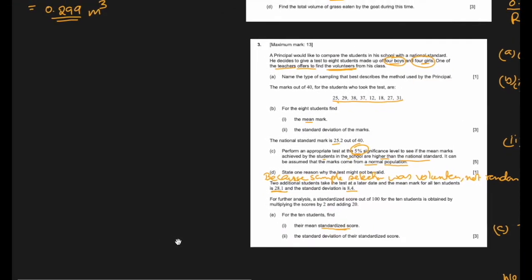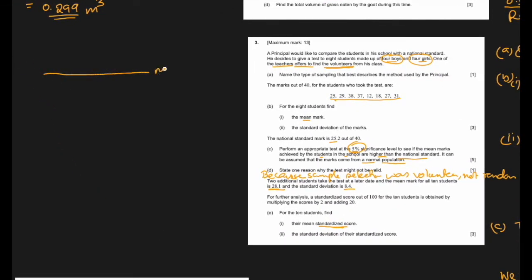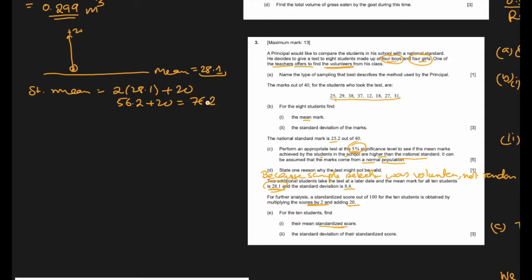Let's try to understand it this way. Suppose this is the mean, in a visual way. This is the mean, and that mean is 28.1. For standardizing, each score was multiplied by 2 and then 20 was added to it. That means if a data point was here, it was doubled and then 20 was added to it, right? Whenever we do the same thing to each data point, the same effect comes to the mean also. So the new standardized mean will be 2 times 28.1 plus 20, so 56.2 plus 20, which is 76.2. This will be the new mean.